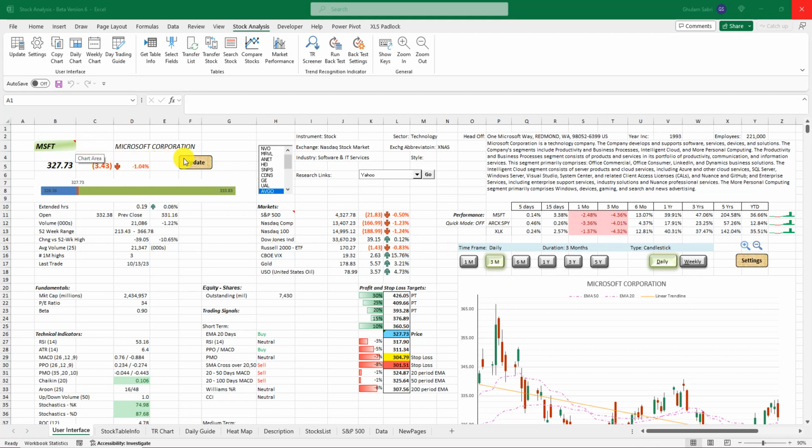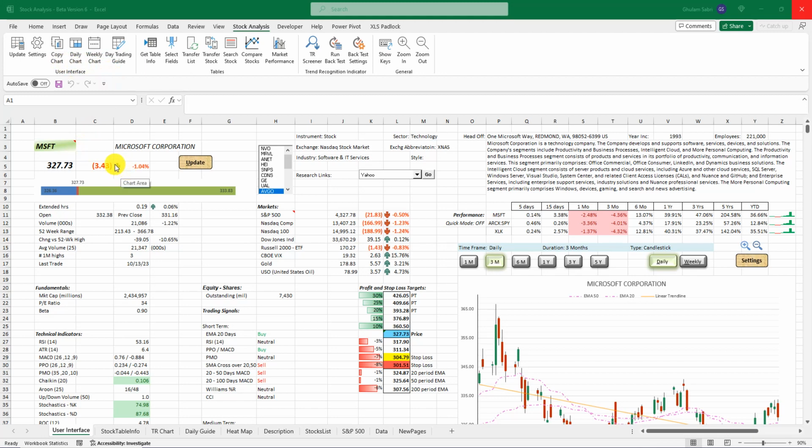Another way, if you want to refresh it, is to press this update button, which is here. Or take a look at the top menu. We have a new menu item, stock analysis, and on your leftmost there is also an update button. These six buttons relate to this particular sheet, which is user interface.